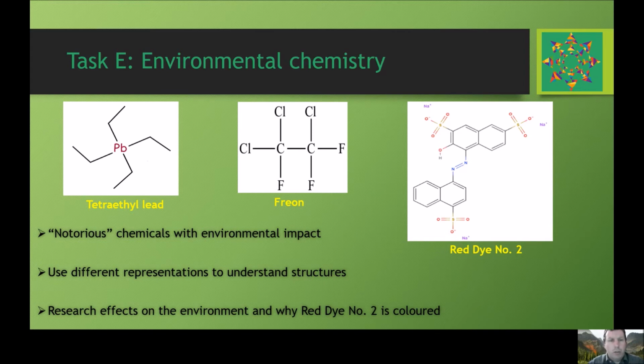Now, you might be interested in environmental chemistry, in which case you could pick task E. That will look at some notorious chemicals that have had a negative environmental impact. So the 3 molecules are listed there. There's tetraethyl lead, freon, and something called red dye number 2. So having done the introduction and learned how to represent these molecules, you can study their structures, and then you can do some research on their environmental effects and why red dye number 2 is coloured in the first place. That's task E.